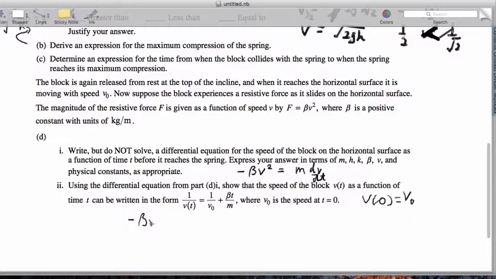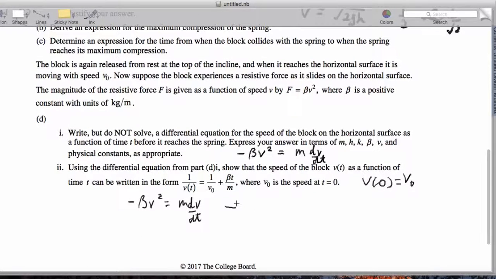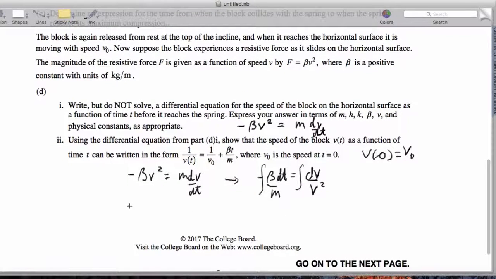So we have negative beta v squared equals m dv dt. Y'all, we've got one trick, and here's the trick. Separation of variables. So negative beta over m dt equals dv over v squared. I'm going to integrate this. So on this left side, we're going to end up getting negative beta t over m equals, and then here we're going to get negative 1 over v, and we're integrating that from v naught to whatever v we end up at.